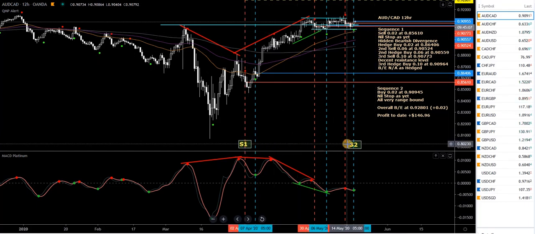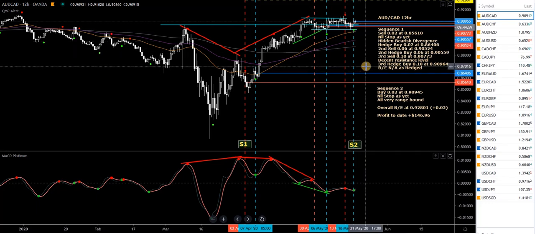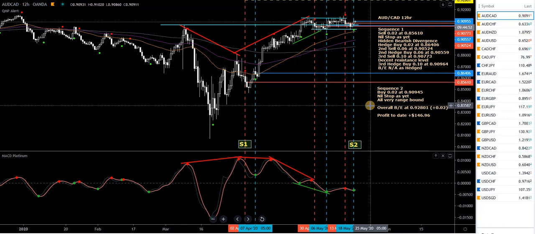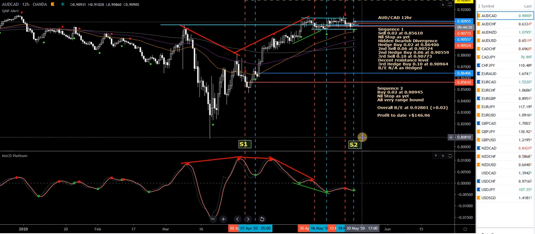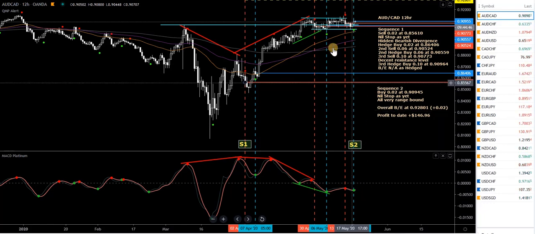Sometimes there'll be multiple trades on the same candle. Like for example, on this one, there's a new buy signal this morning and there are 2 trades taken on it. So there's a third hedge buy taken on sequence 1 and there's a new sequence 2 commenced with a new buy trade. Yeah, it's very range bound, this pair. You can read my notes.